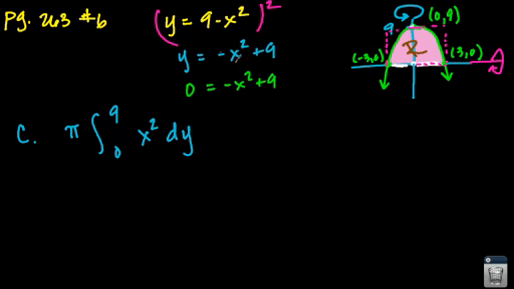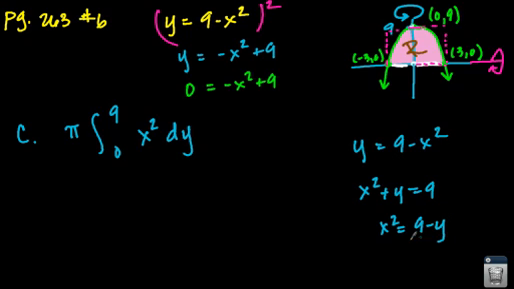So if I look at my original equation, I end up with y equals 9 minus x squared. And I'm going to get x squared on its own side, okay, which gives me 9 minus y. So that's what I'm going to put in straight away for x squared. Okay, so I'm timesing pi by the integral from 0 to 9 of 9 minus y dy.